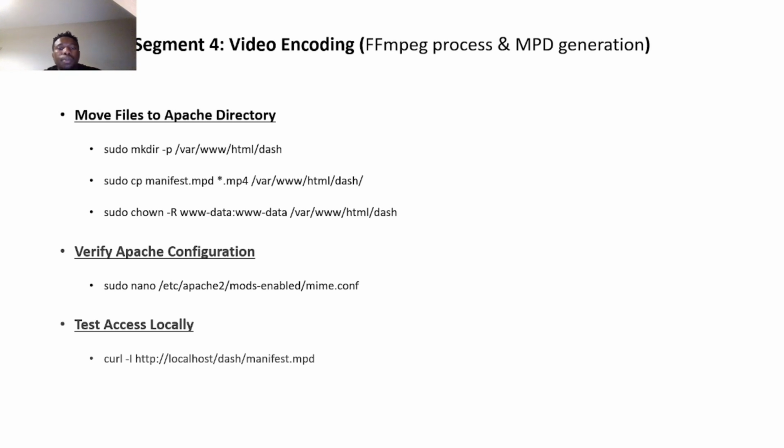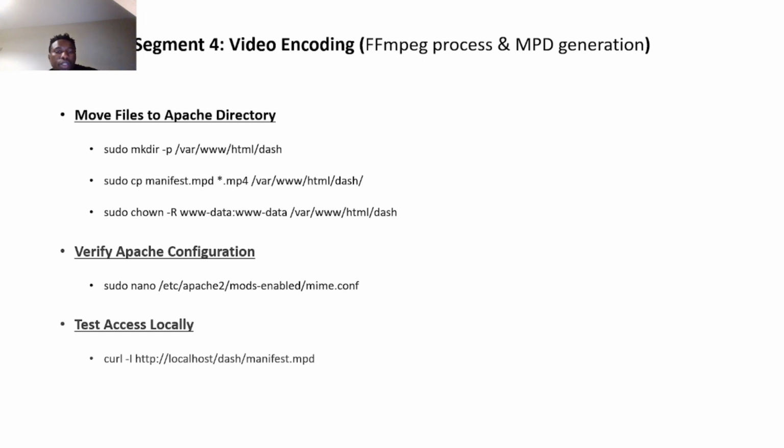So after preparing our multi-bitrate video files and generating the MPD manifest, we needed to make the content available through our web server. First of all, we created a dedicated directory in the Apache web root for our DASH content. We moved both the manifest file and all the encoded video segments into this location, and then ensured proper permissions were set for the web server to access these files.